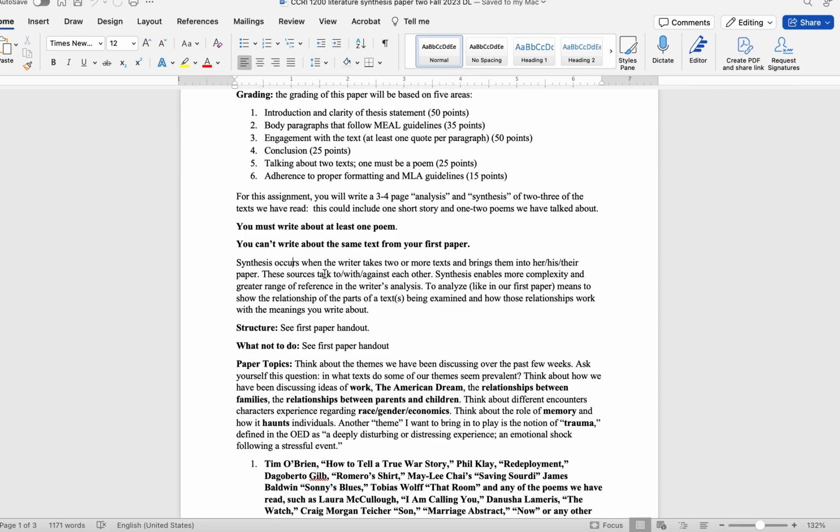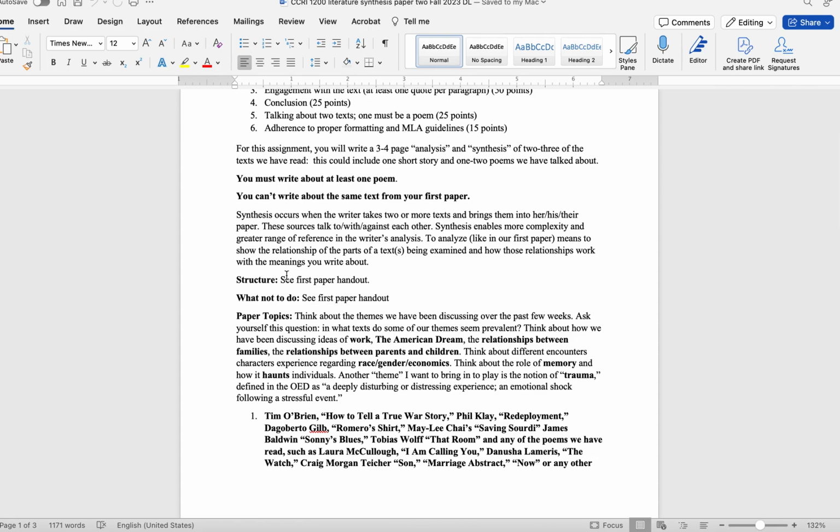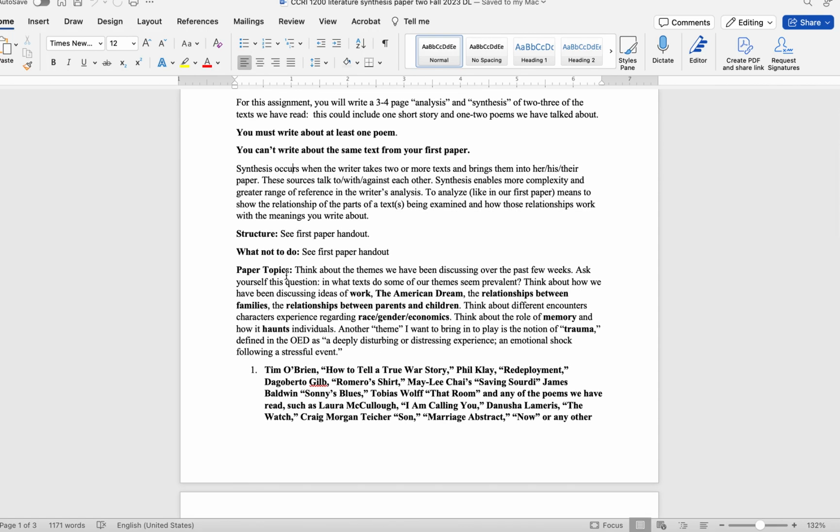To analyze, like in our first paper, means to show the relationship of the parts of a text being examined and how those relationships work with the meanings you write about. Structure, see first paper handout. What not to do, see first paper handout.